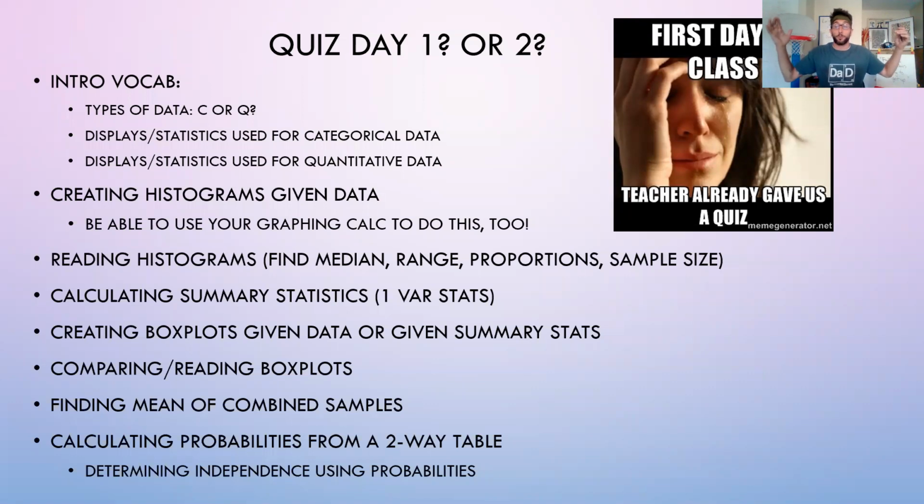So that's it. We're going to have a quiz when we come back to school. It's going to be within the first few days. We'll figure it out. This is what's on it. This shouldn't be a surprise. Each bullet is pretty much a video. So intro vocab was lesson 1 video. Creating histograms was actually lesson 3. Reading histograms was lesson 2. Calculating summary stats came up with the box plots in lesson 4. Creating a box plot, lesson 4. Comparing and reading box plots, we kind of skipped over that. I'm not worried about that, so don't worry about this. Finding the mean of combined samples, we just did that in lesson 5, and this is what just happened now. So yeah, I'm that guy who's going to give you a quiz early.